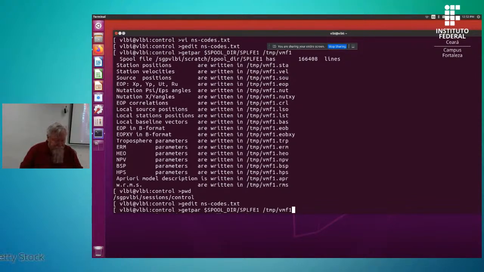Okay? Wait. So somebody says, if one of the stations in the session does not have data, how can I analyze the remaining stations and exclude the one without data? There are ways of telling the software to just ignore this station.